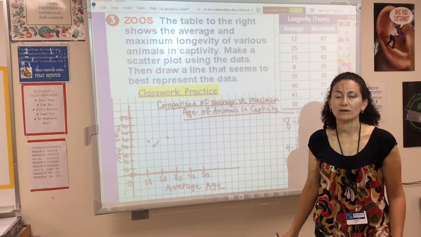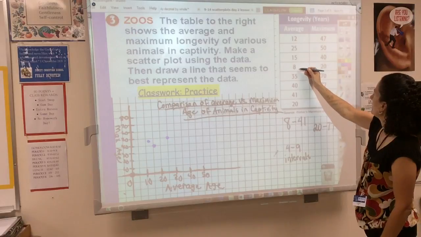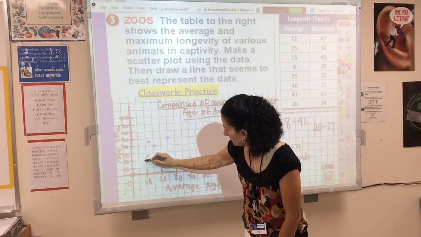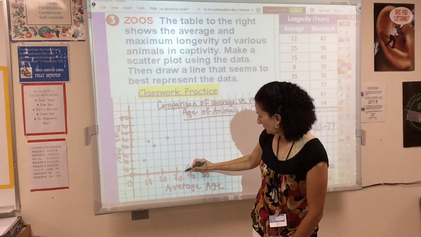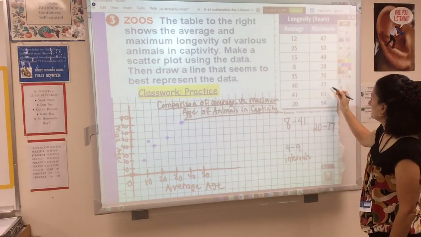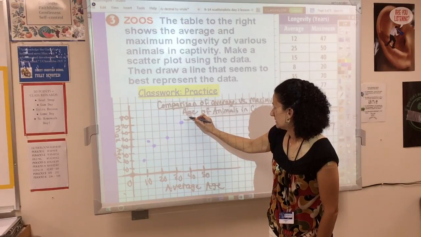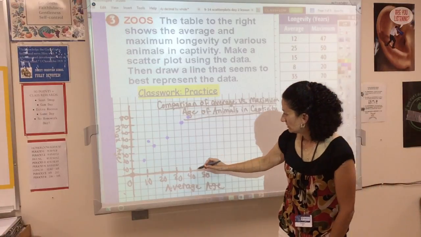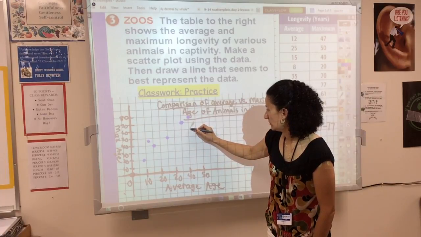Okay, we're going to try to see now if there's a relationship between the average age and the maximum age of these animals in captivity. 8 and 20, 8 I'm going to have to approximate right around here, and 20, somewhere around there. 35 and 70, okay, I can do that. 35 is right in the middle, 70 would be here. 40 and 77, I'm going to have to approximate that right around there. It's getting into my title a little bit, that's okay. 41 and 61 would be about there, almost on that corner.